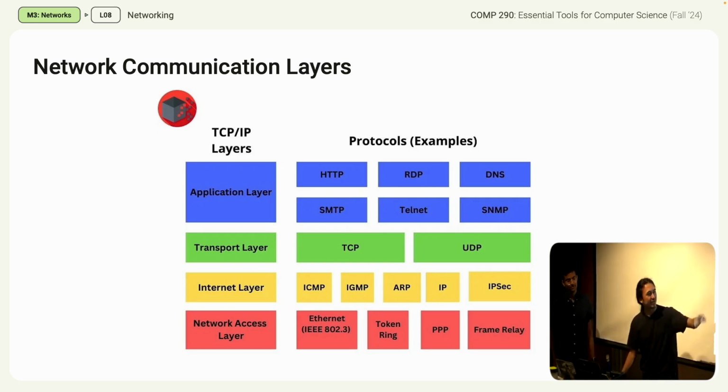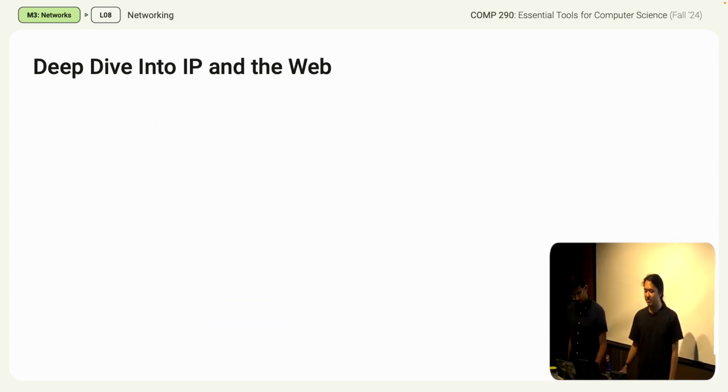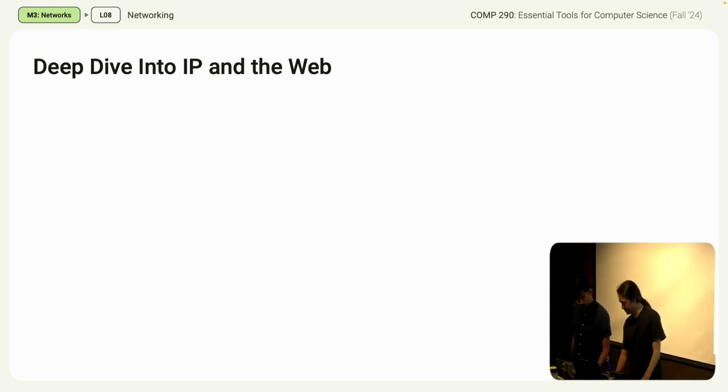And the protocols are just a lot of stuff that you can use for each layer, but don't get lost in that. If that's too much right now, don't even think about it. We'll get into that later. Cool. So with that, let's do a little bit of deep dive into IP, the Internet Protocol, and how we use it for the web.